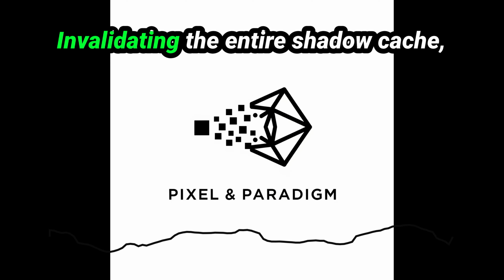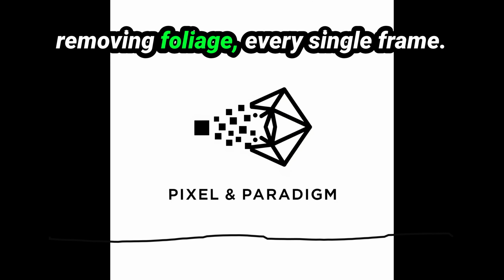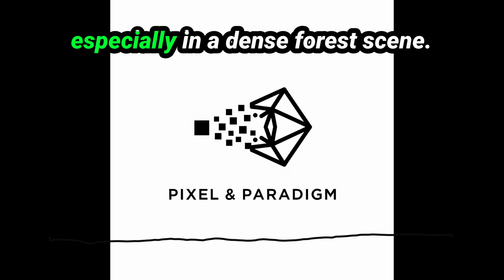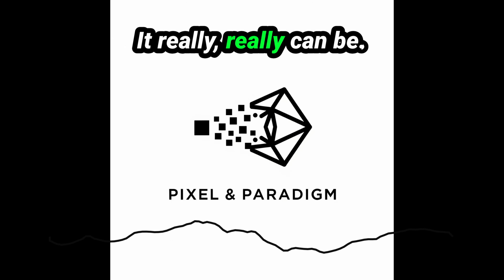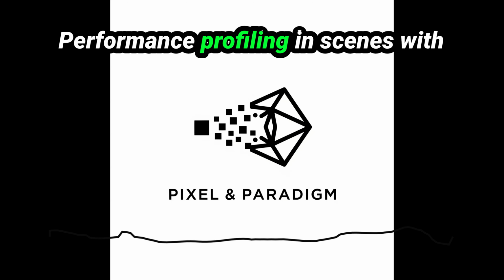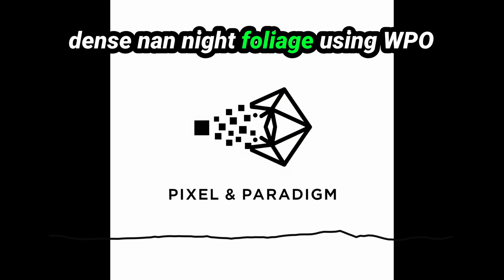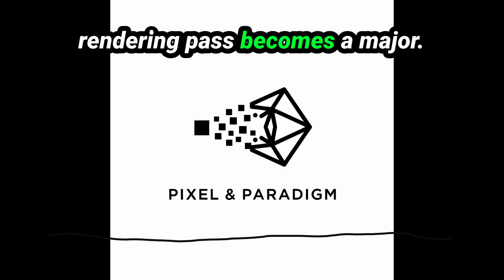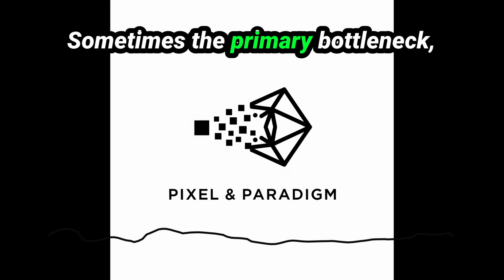Whoa, invalidating the entire shadow cache for moving foliage every single frame. That sounds like an absolute disaster for performance, especially in a dense forest scene. It really, really can be. Performance profiling in scenes with dense Nanite foliage using WPO often shows that the shadow depth rendering pass becomes a major, sometimes the primary, bottleneck.